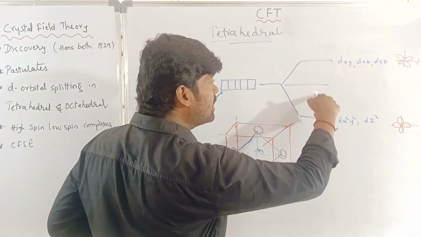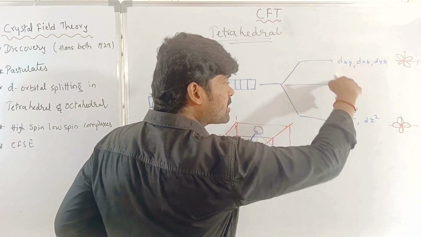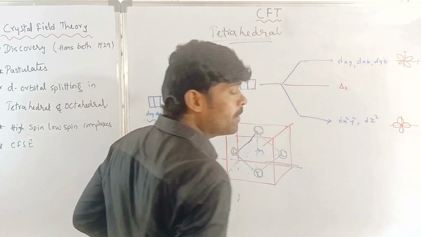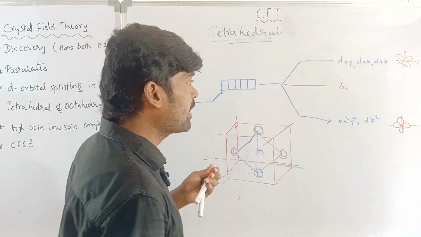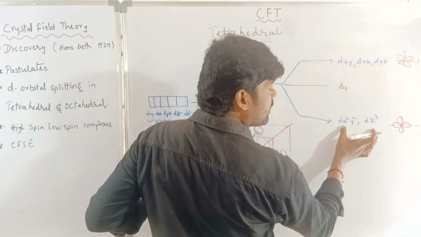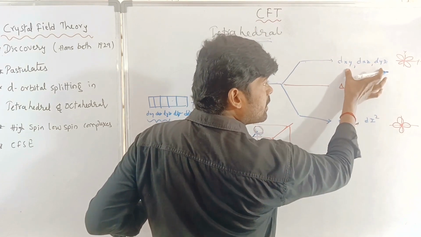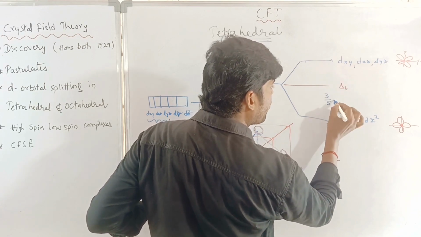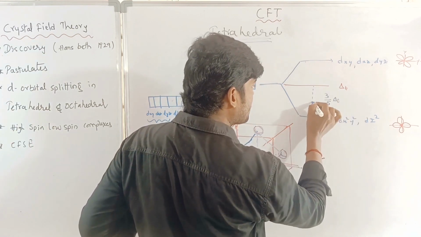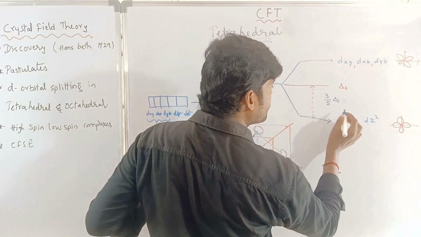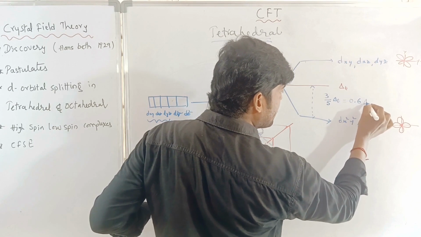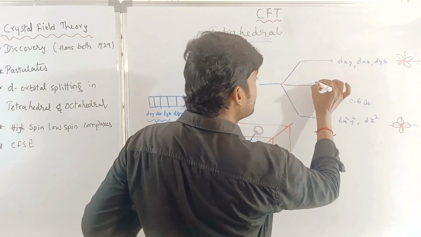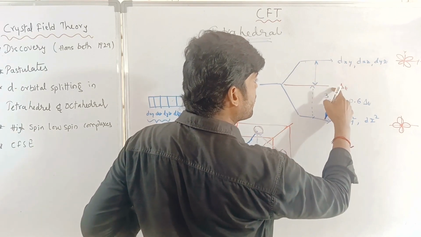By how much energy will these three get higher energy and these two get lower energy? Let's check. This is the average energy, delta tetrahedral average energy it is. And now these three are affected by these two. So here I am writing 3 by 5 delta tetrahedral. This 3 by 5 means 0.6 delta T. This energy gap is 0.6 delta T. This energy gap is between the average and the higher level.